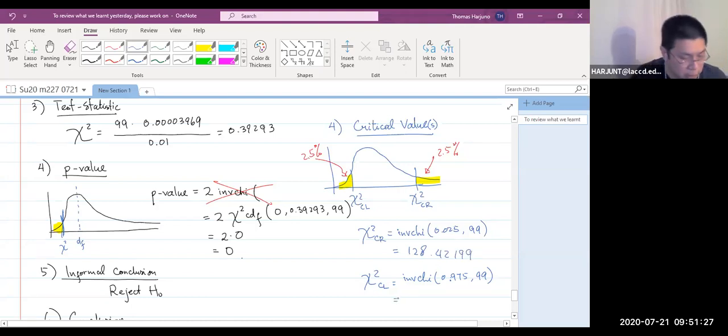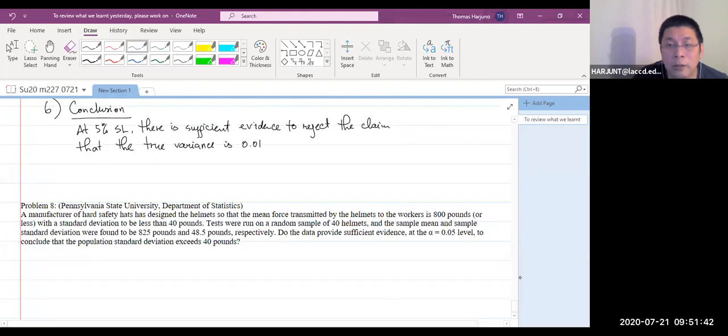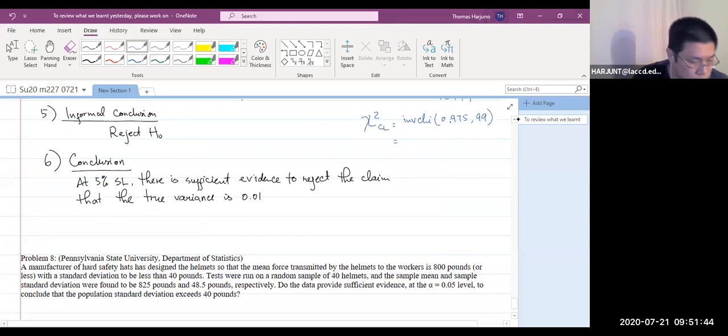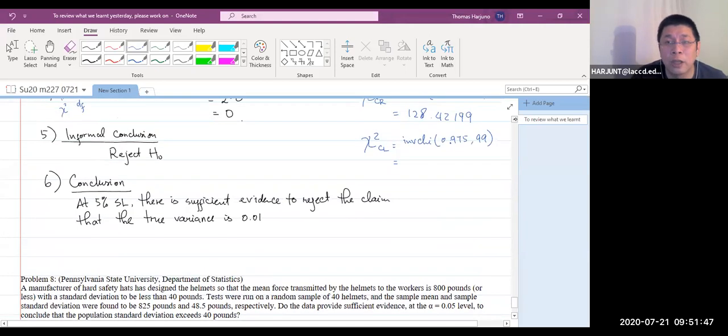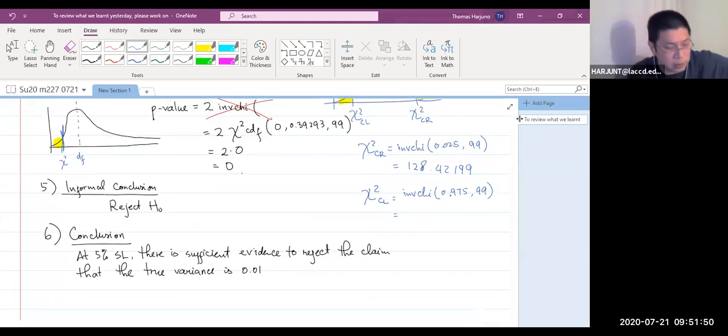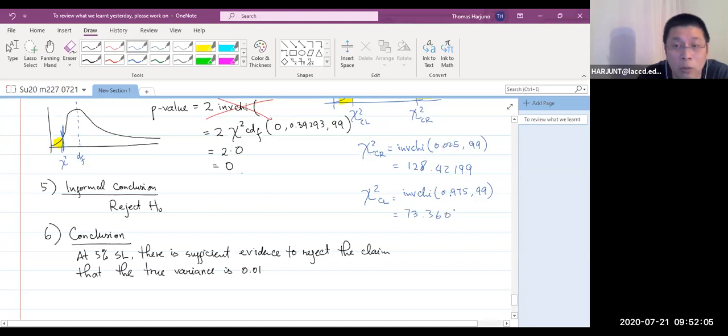While chi-squared critical left, what is the degree of freedom? Yeah, the n is 100, so 100. The unfortunate thing about hypothesis testing on chi-square is we don't have a calculator to confirm our work. So you are basically on your own. I get 73.36018. Okay, that's the chi-square distribution.